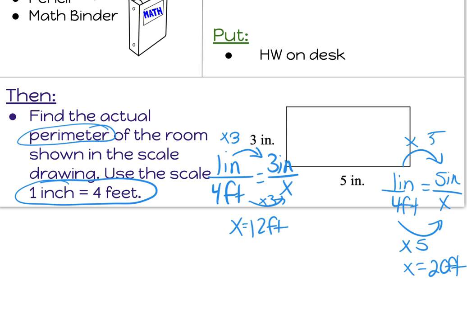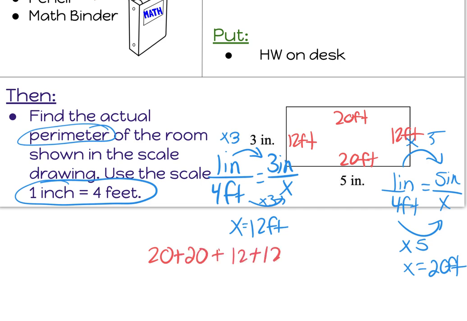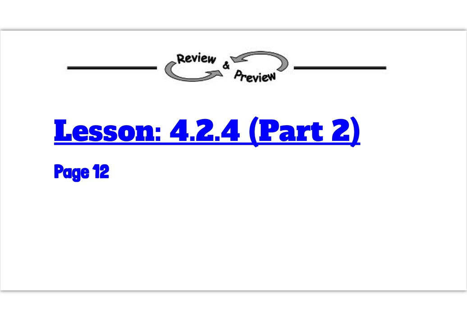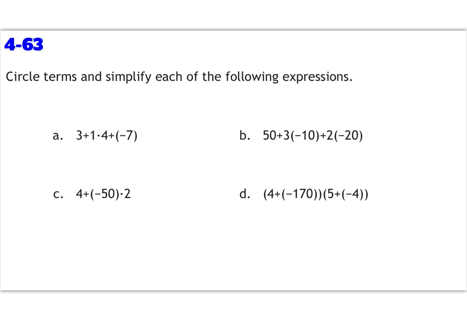We now can fill in that 20 feet is the top and the bottom, and the heights would be 12 feet. If we find the perimeter, we're going to add the distance around. You should end up with 64 feet for the perimeter. Please open to page 12 if you have not in your homework packet and you're going to be correcting your work. Be sure that you have all the steps and the correct answer and fix any mistakes that you have made.